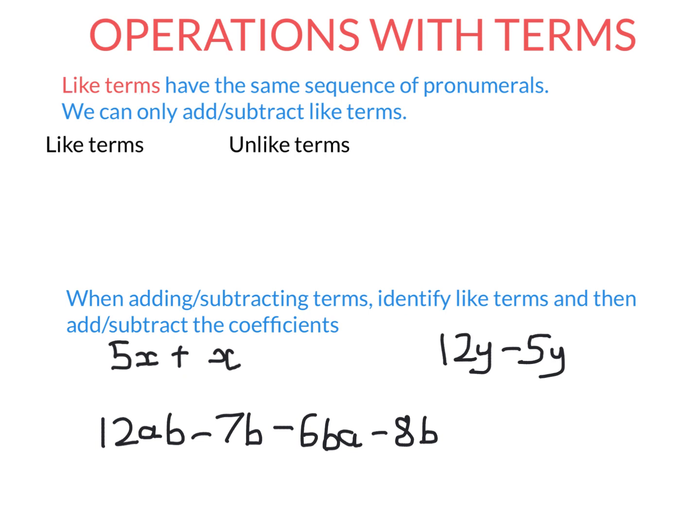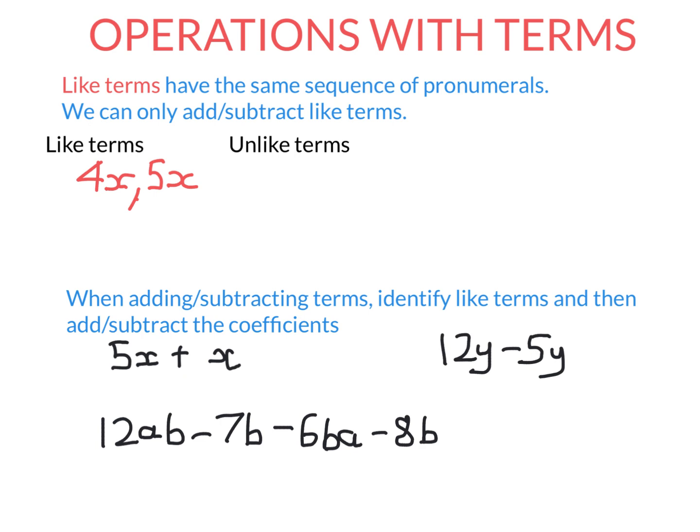Two terms are said to be like terms if they have the same sequence of pronumerals, the same sequence of letters. So for example, 4x and 5x are like terms. They have the same pronumerals. They both have an x.